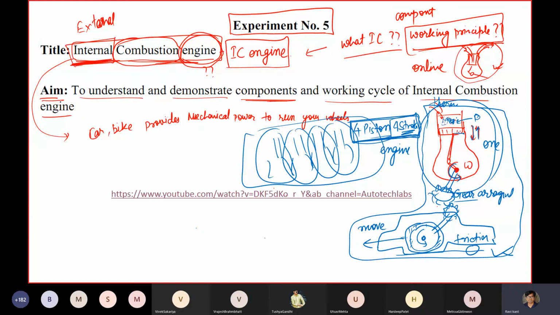Four stroke, what does it mean? In one cycle, the reciprocation of this piston happens four times in one complete cycle. And what is a cycle? I will talk about the thermodynamic cycle as well in this particular lab session in subsequent slides.